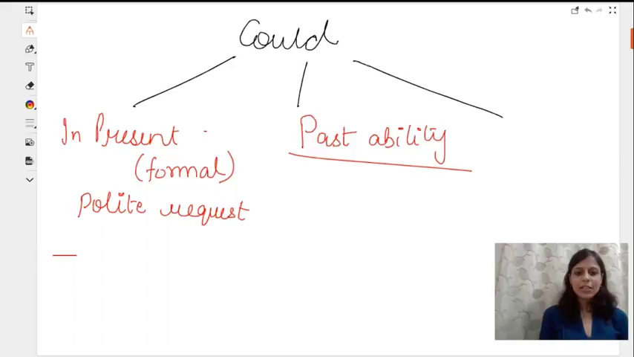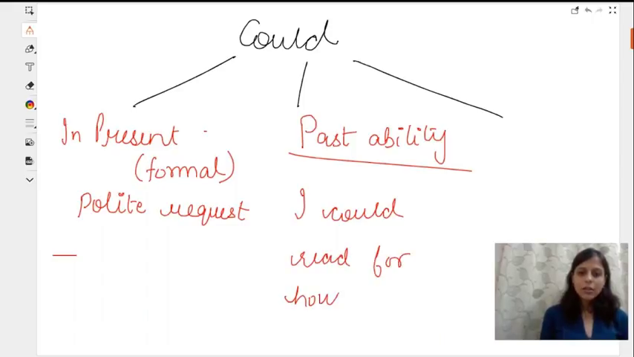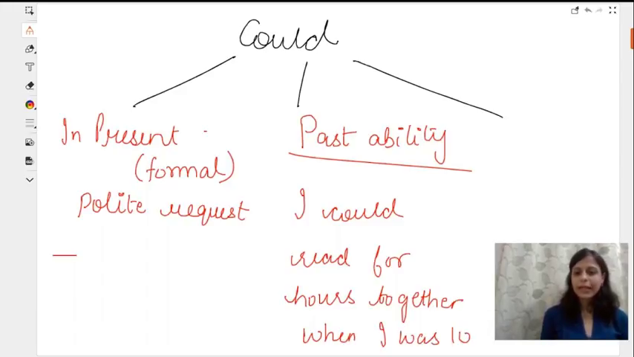Like I make a statement, I could read for hours when I was, let's say, 10. I was 10, I could do this, right? Or maybe I can also make a statement, maybe in my younger days, I could play, I could dance for longer hours, right? That's the basic area where I can use could.